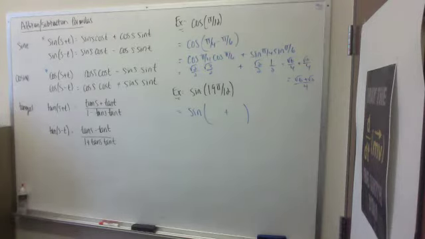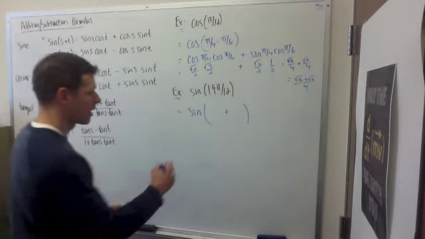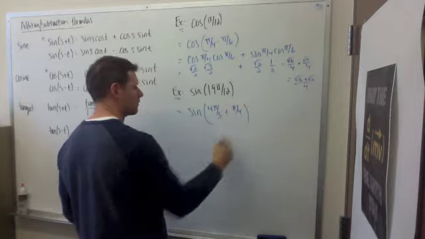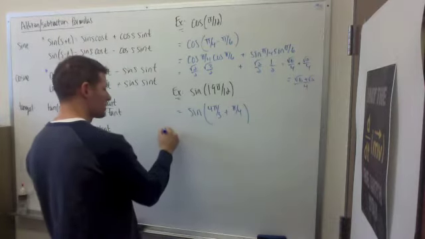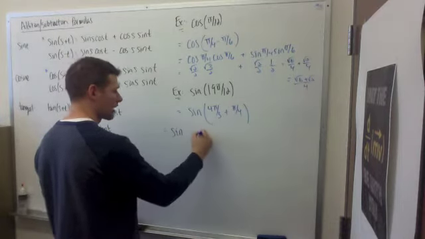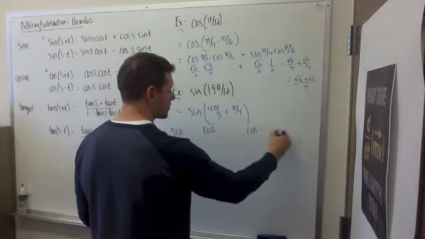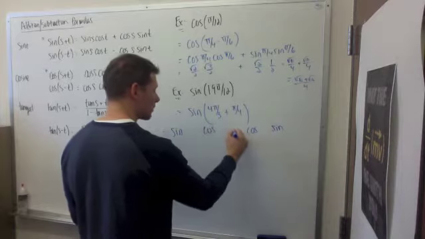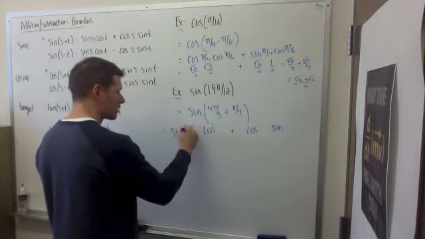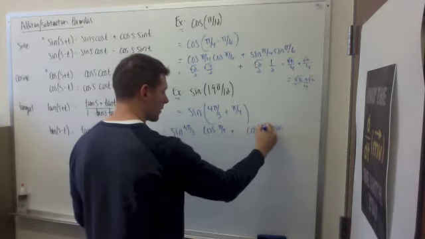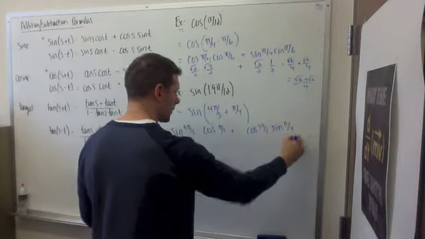So if I have sine of 19 pi over 12, we're going to probably break that down to 4 pi over 3 and pi over 4. Okay. So then what does this equal? This equals, since it's sine, cosine, sine, I'm going to put same plus. So then just go 4 pi over 3, pi over 4, 4 pi over 3, pi over 4.